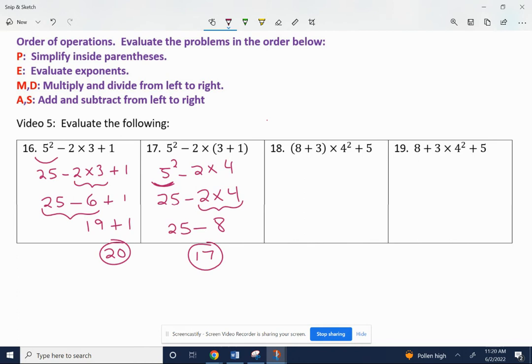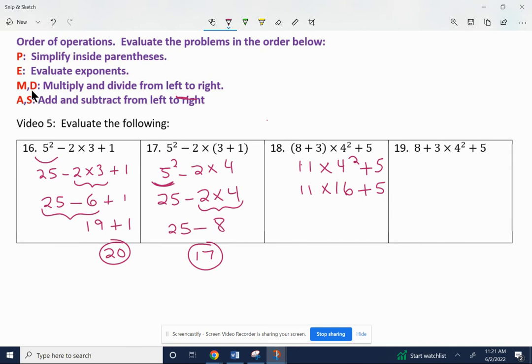Next problem. 8 plus 3 is in parentheses. I need to do that first. Look for parentheses first. 8 plus 3 is 11. I'm going to bring the rest of the problem down. I have 11 times 4 squared plus 5. Second thing I'm going to look for is exponents. Now I do have an exponent, 4 to the second. That's 4 times 4. That's 16. Bring everything else down. So I have 11 times 16 plus 5.